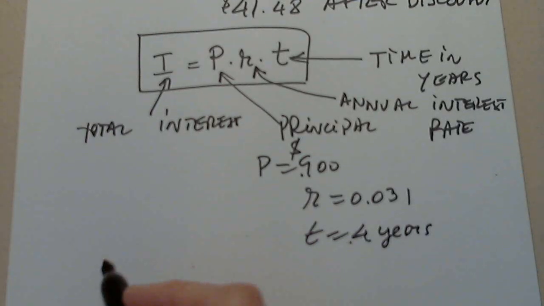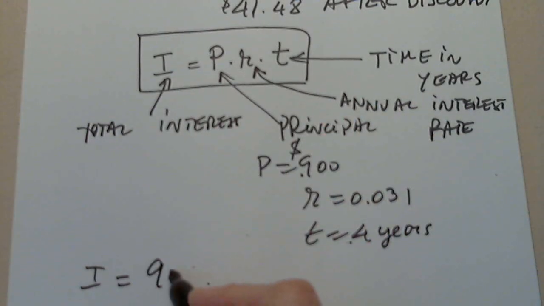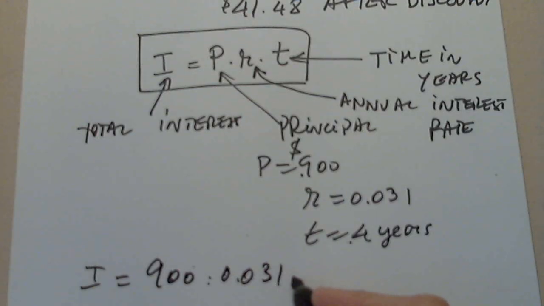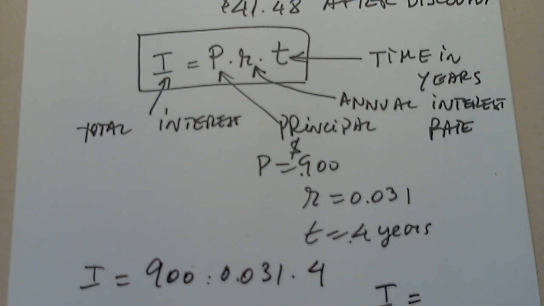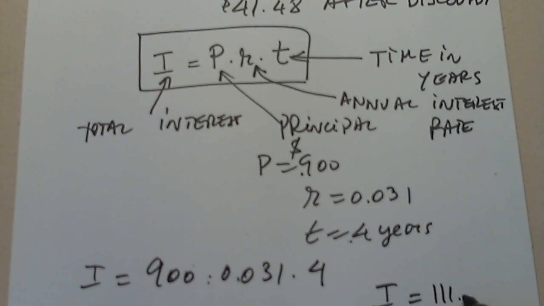So with this formula, all we have to do is punch in everything. So we have 900 multiplied by 0.031 and multiply by 4. And this is the total interest. Simple interest. Okay, so then we have 900 multiplied by 0.031 and multiply by 4. And the total interest is $111.60. Good.